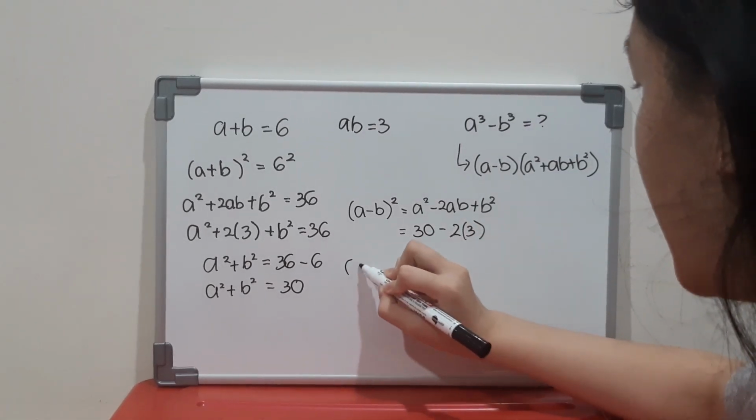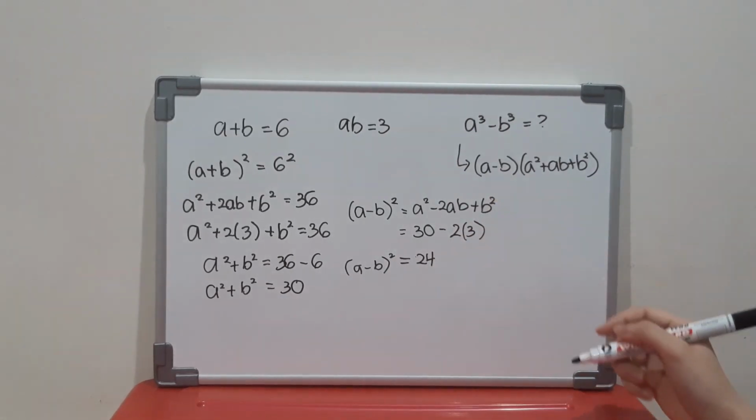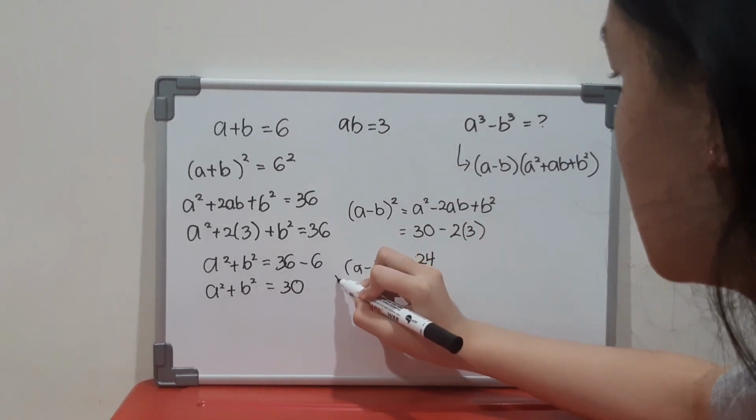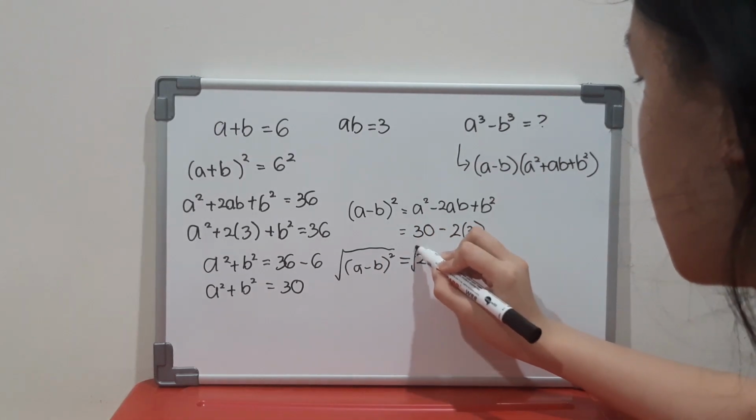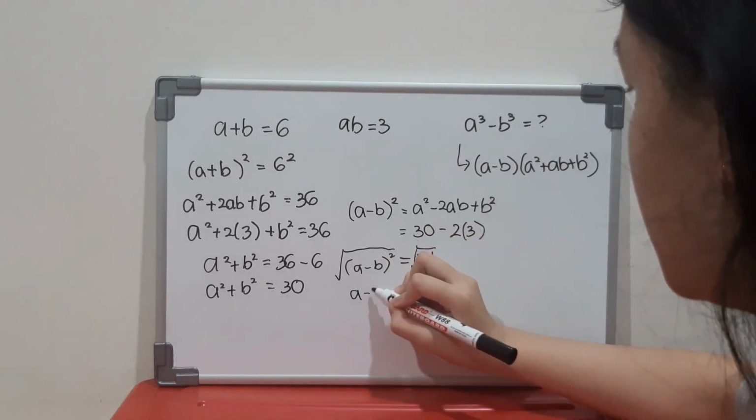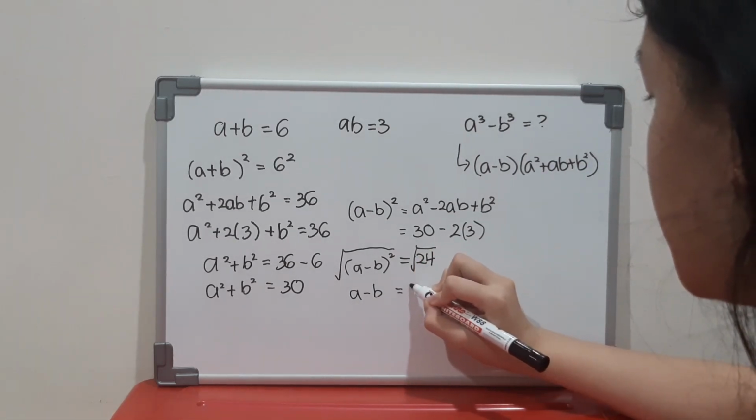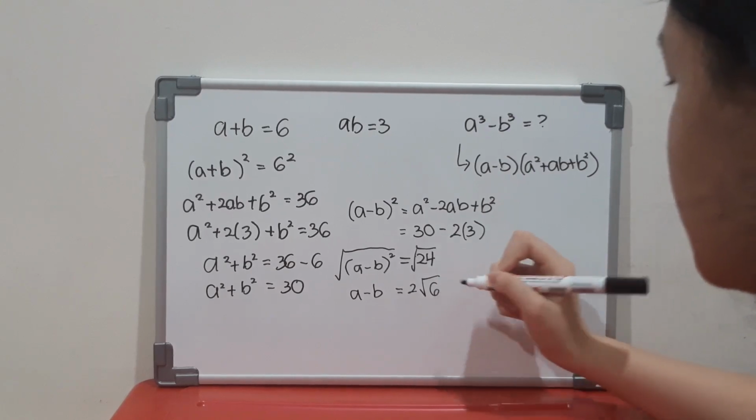But this is still a minus b squared. And we only need a minus b. Taking the square root, we can get a minus b. So square root this, both sides. We get a minus b equals to square root 24. When you simplify it, it becomes 2 square root 6.